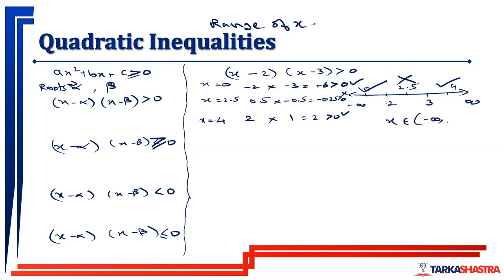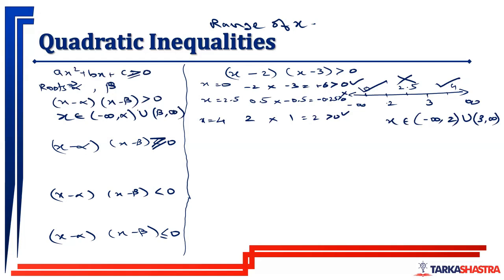So what we can say is, x belongs to minus infinity to 2 union 3 to infinity. Now, if I have to say what will be the range of x here, x belongs to minus infinity to alpha union beta to infinity. This is the range of x in which the inequality will hold true.